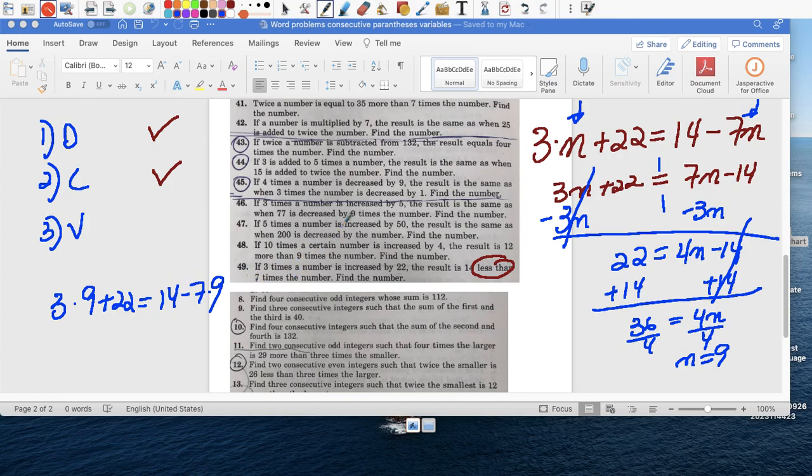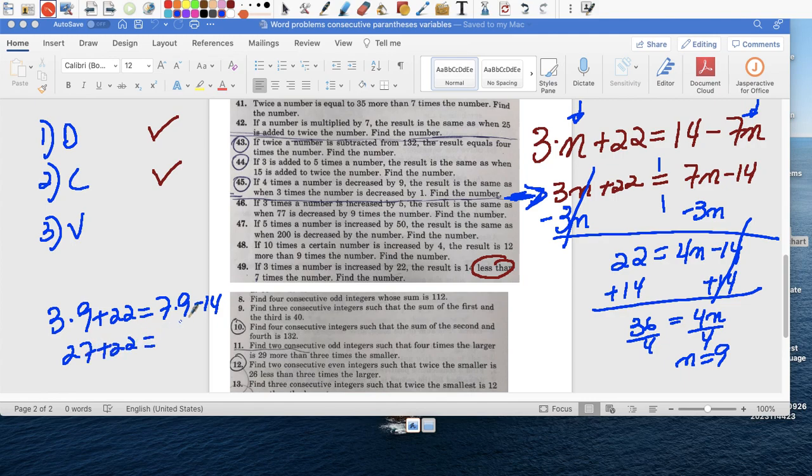And it looks like I made a mistake somewhere. Oh, I used the wrong equation. Sorry. I'm going to substitute it here. So 3 times 9 plus 22 equals 7 times 9 minus 14. That was my mistake. So this is the equation I substituted on the first one. So now 3 times 9 is 27 plus 22. 7 times 9 is 63 minus 14. Hopefully they equal each other.